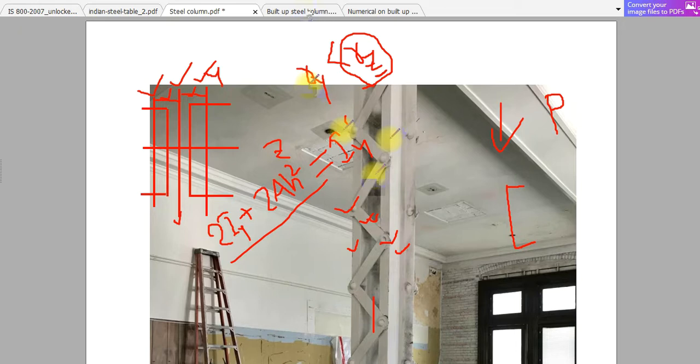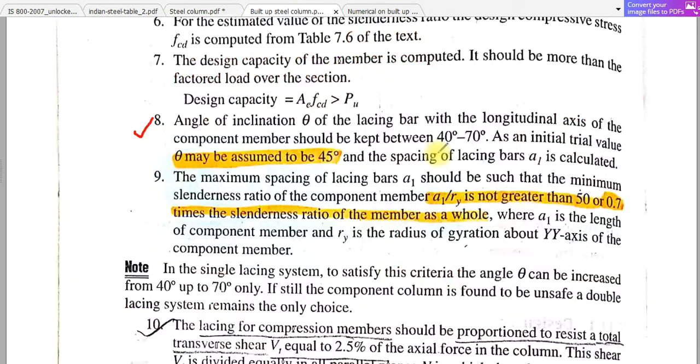Now next is point 8. So what should be the angle of the lacing bar? For the lacing bar, you know, that angle should be 40 degrees to 70 degrees. Okay, and the spacing of the lacing bar, A1, is calculated. So what is the spacing of the lacing bar? What I am discussing in these points, these are the steps. After discussing these steps, we will go to the numerical.